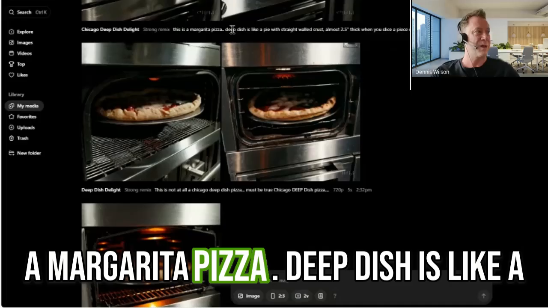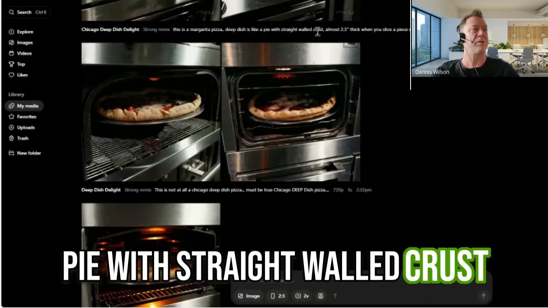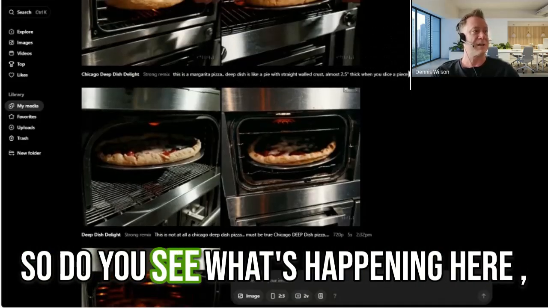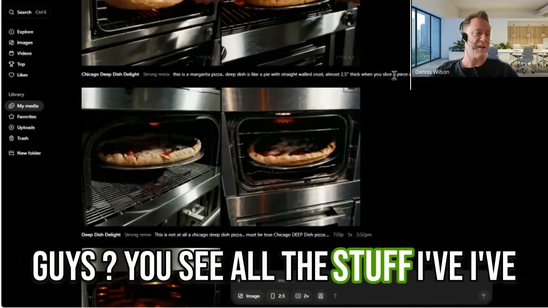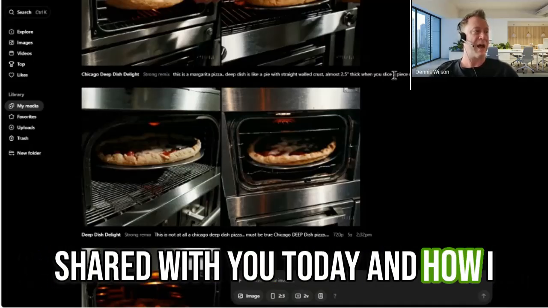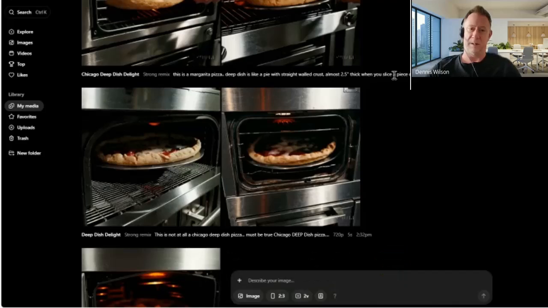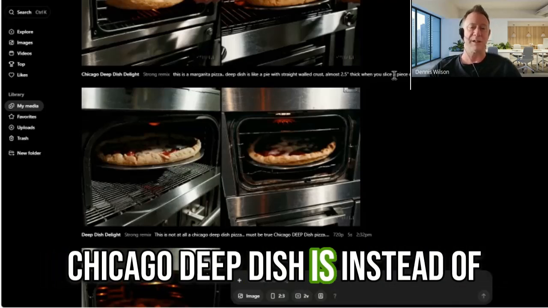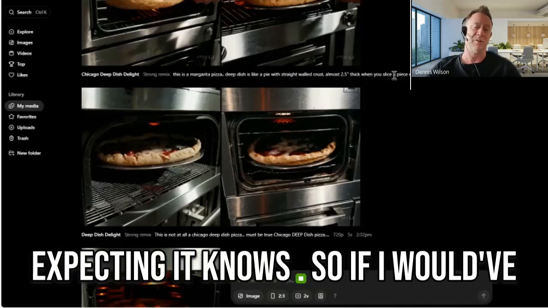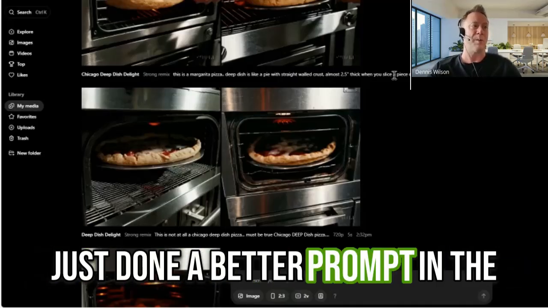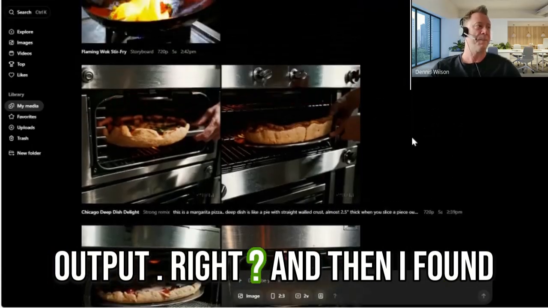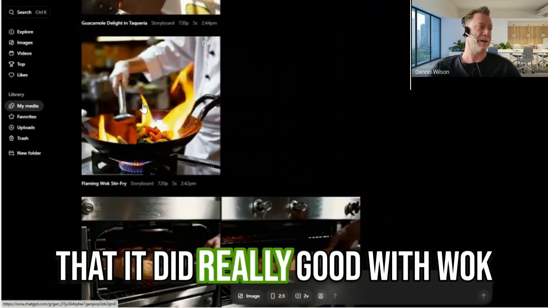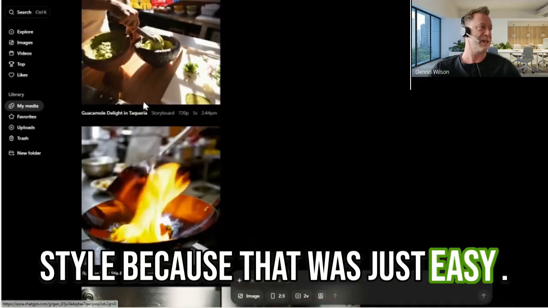This is a margarita pizza. Deep dish is like a pie with straight walled crust, almost 2.5 inches thick. So do you see what's happening here, guys? You see all the stuff I've shared with you today and how I didn't use any of it. I got around to it in the end, and I finally started describing what Chicago deep dish is instead of expecting it knows. So if I would have just done a better prompt in the beginning, I would have better output, right?